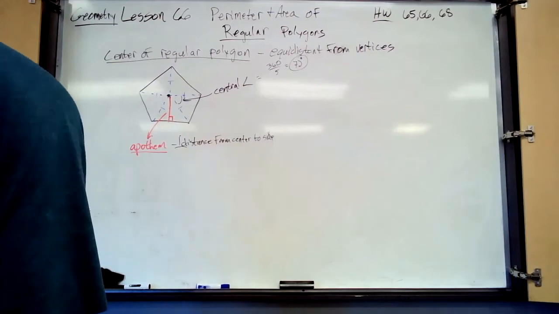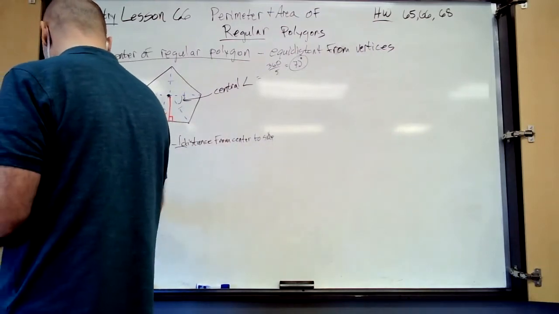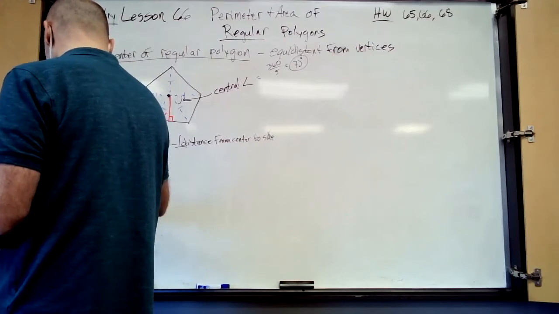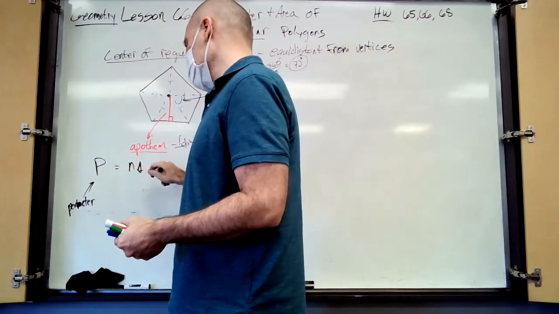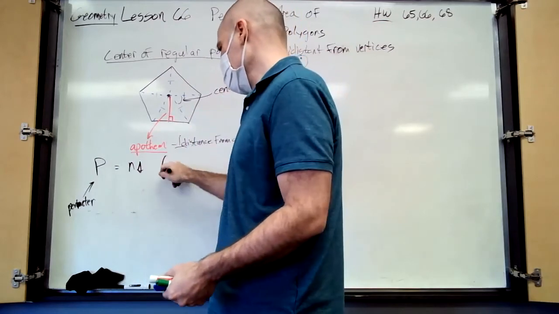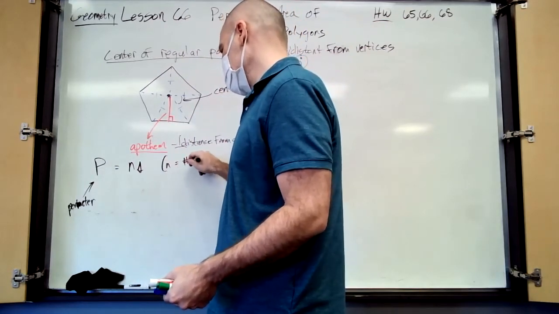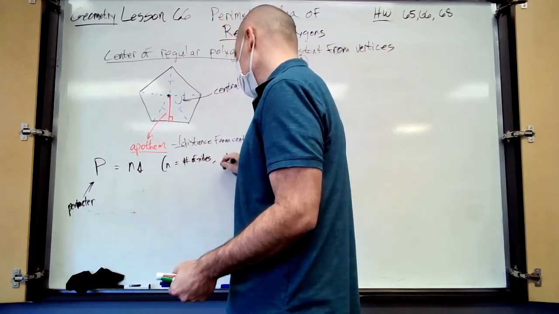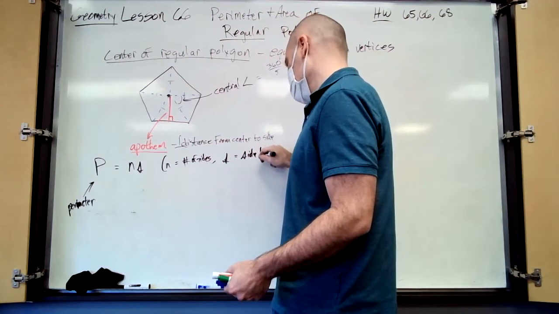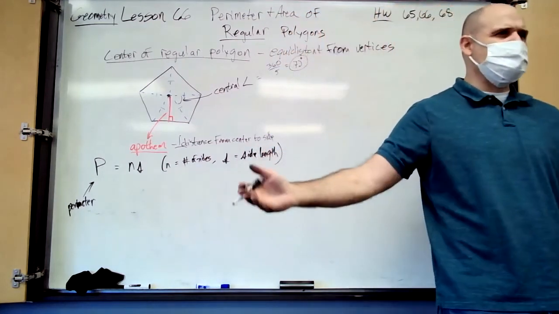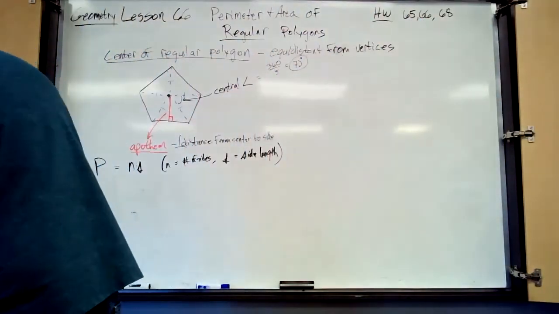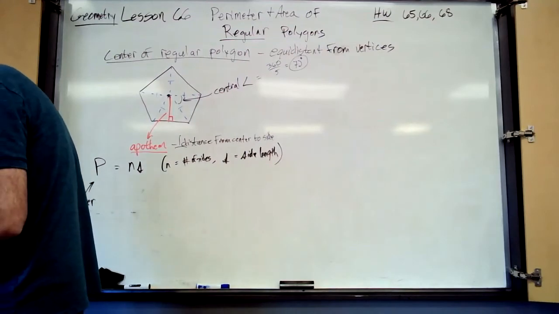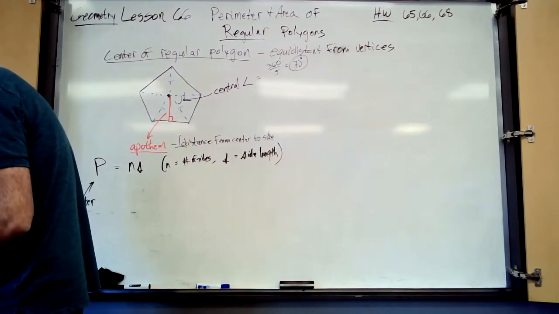So here's the deal. The perimeter. Obviously, if you're given the number of sides and the side length, you can find the perimeter. So n equals number of sides, and s is side length. Obviously that's what we did, right? You just multiply the number of sides times the length of one side, and you've got the perimeter. You all knew that. I'm going to skip all those.